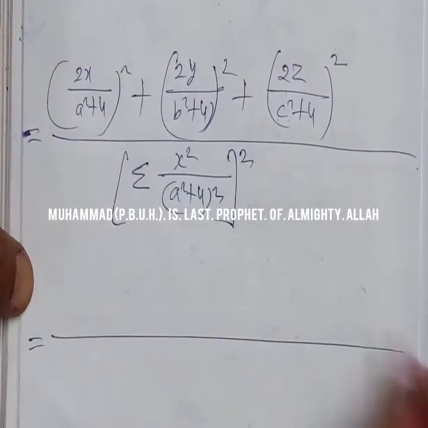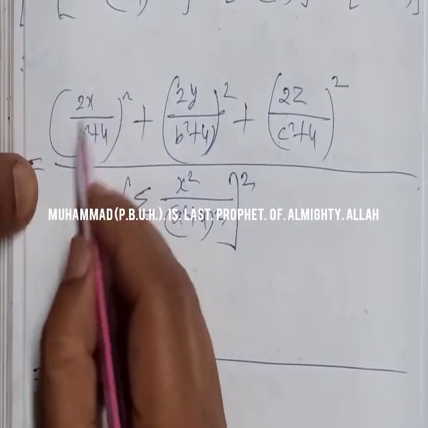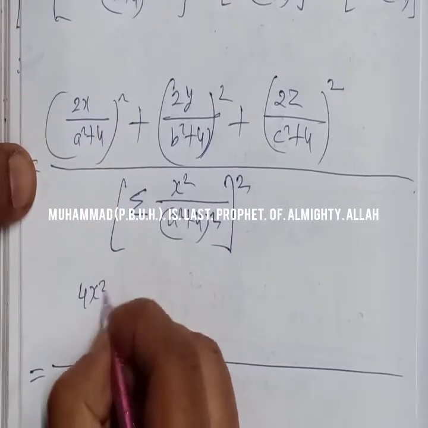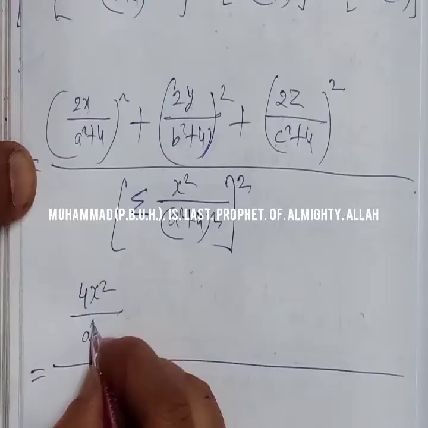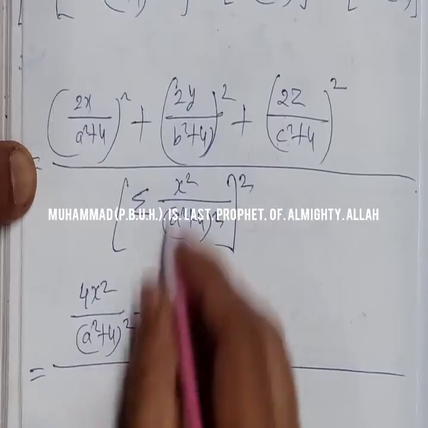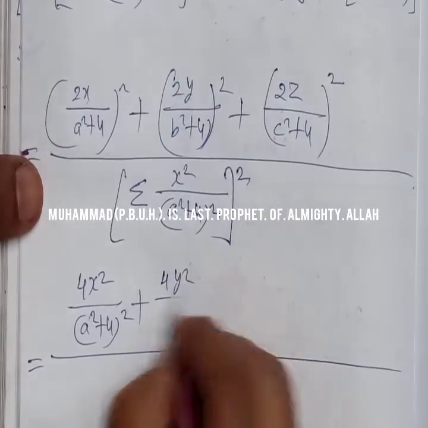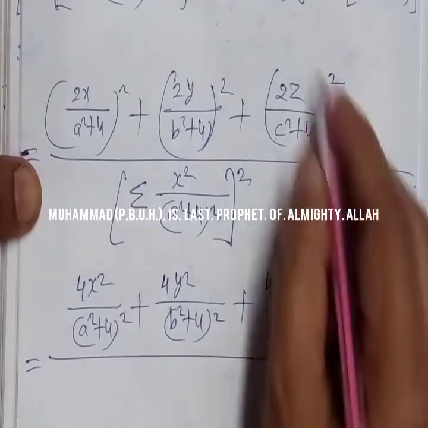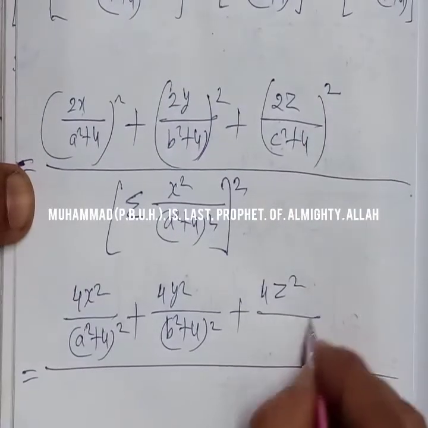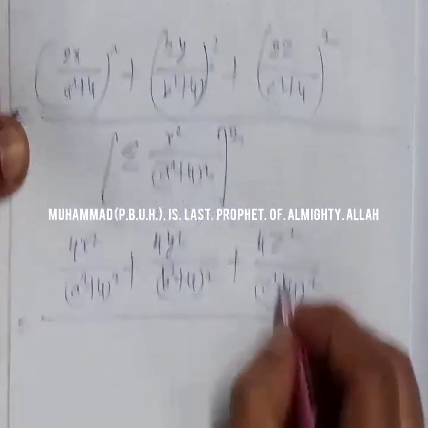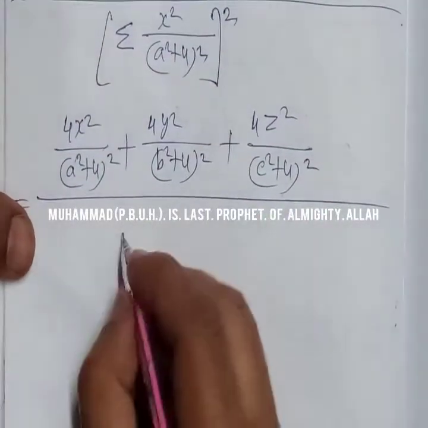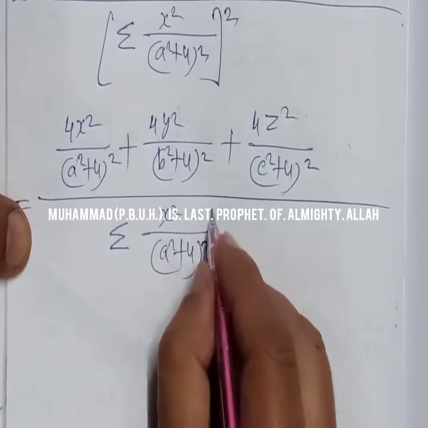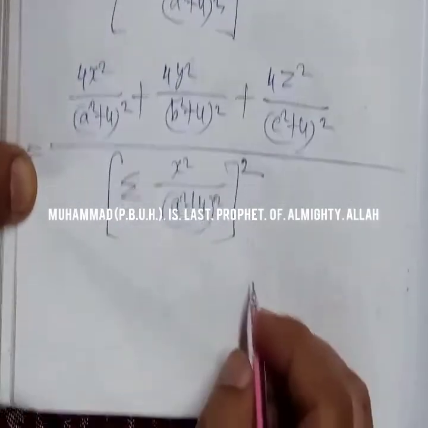Now we can open this bracket, and then 2 square becomes 4 and x square becomes x square, and this value is a square plus u whole of square plus 4y square upon b square plus u whole of square plus 4z square, opening this bracket, 4z square upon c square plus u whole of square. There is no change in denominator, so write it as it is, sigma x square upon a square plus u whole of square, and also whole value whole of square.